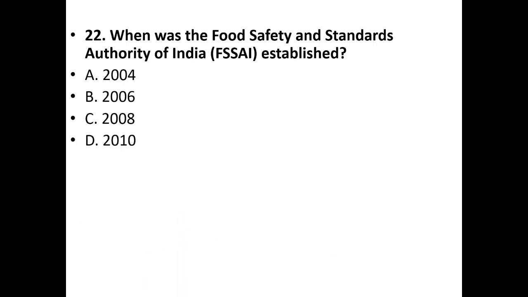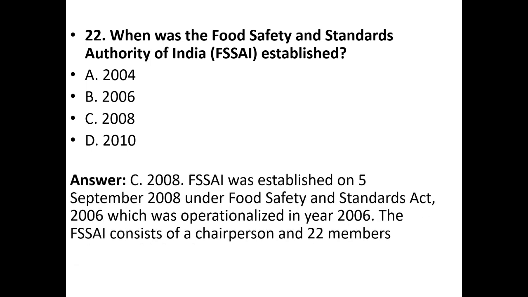Milk allergy. 22. When was the Food Safety and Standards Authority of India established? 2004, 2006, 2008, 2010. Which is the answer? Your answer is C. 2008. FSSAI was established on 5th September 2008 under Food Safety and Standards Act 2006, which was operationalized in year 2006. The FSSAI consists of a chairperson and 22 members.